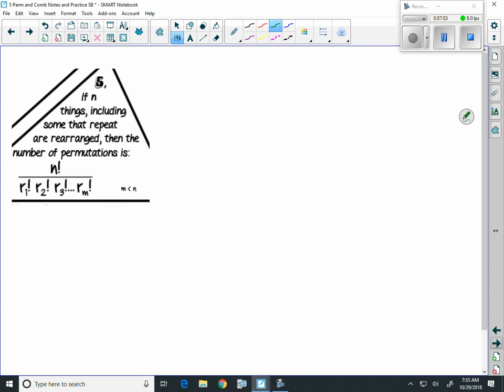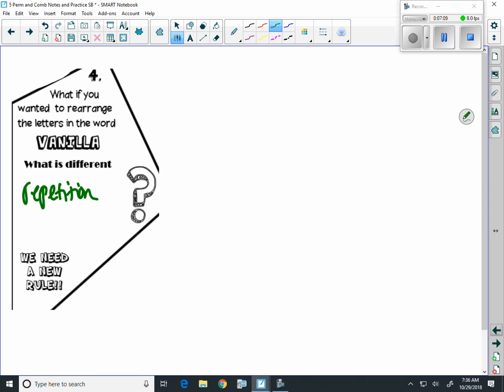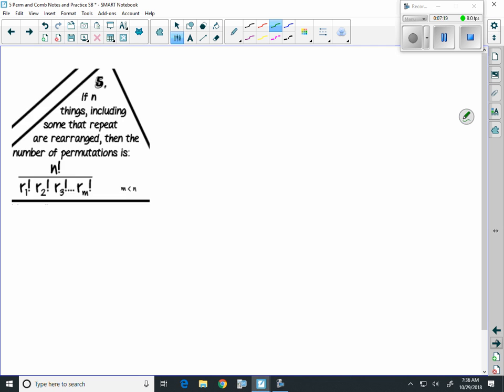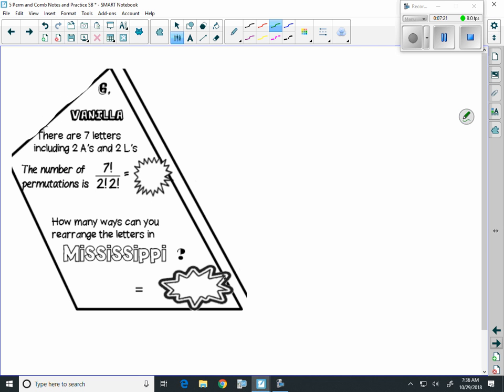Okay, and number 5, it tells you that new rule. So what you're going to do is take your normal factorial. If you look at vanilla, 1, 2, 3, 4, 5, 6, 7. Did I count right? Yeah. That would be 7 factorial. Oh, we're here. Sorry, it's the number 6.